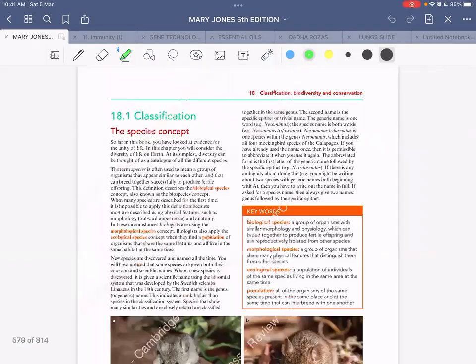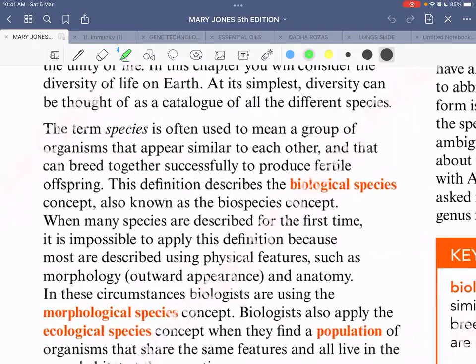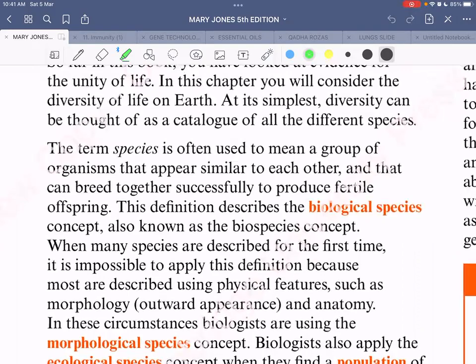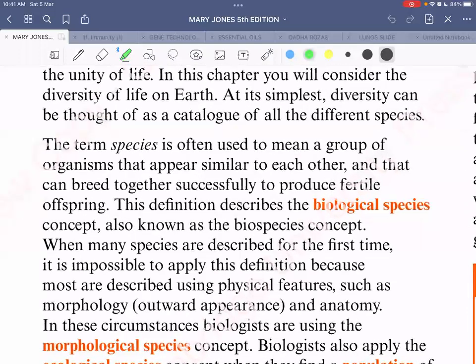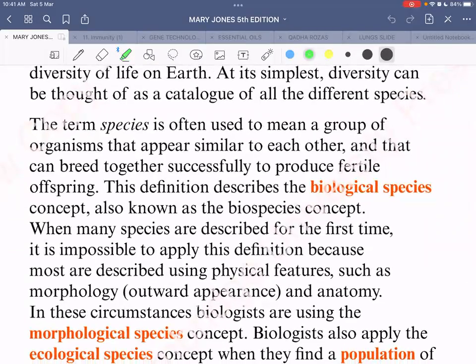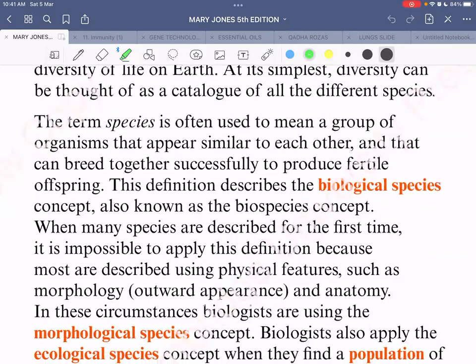इनफैक्ट हम थोड़ा सा species के बारे में कर लेते हैं. The definition of the word species is extremely important as far as your exams is concerned. ठीक है. और थोड़ा सा you know this new book has some changes as well, so I'd like to discuss this. The term species is often used to mean a group of organisms that appear similar to each other and they can breed together successfully to produce fertile offspring. This definition describes the biological concept, also known as the biospecies concept.